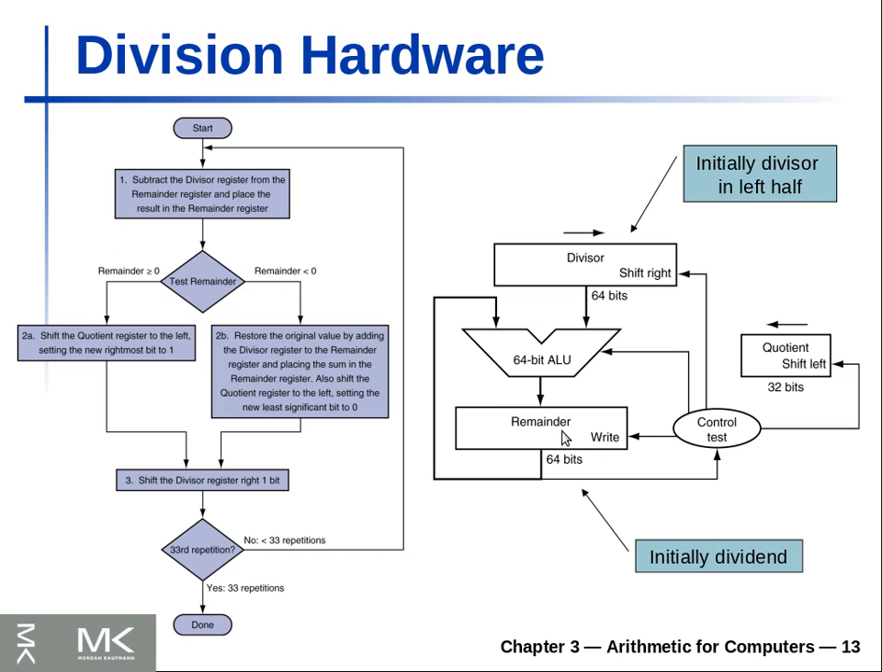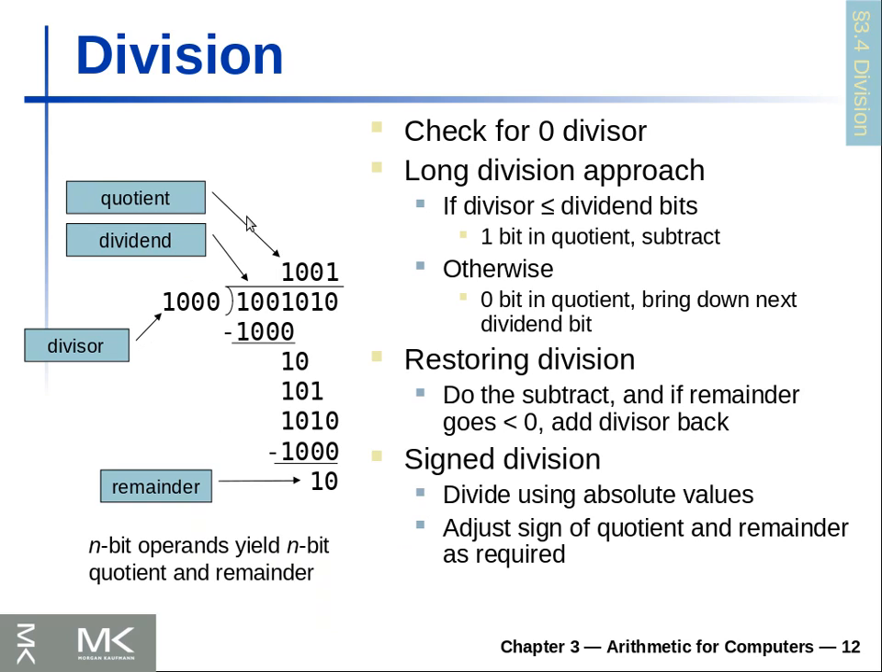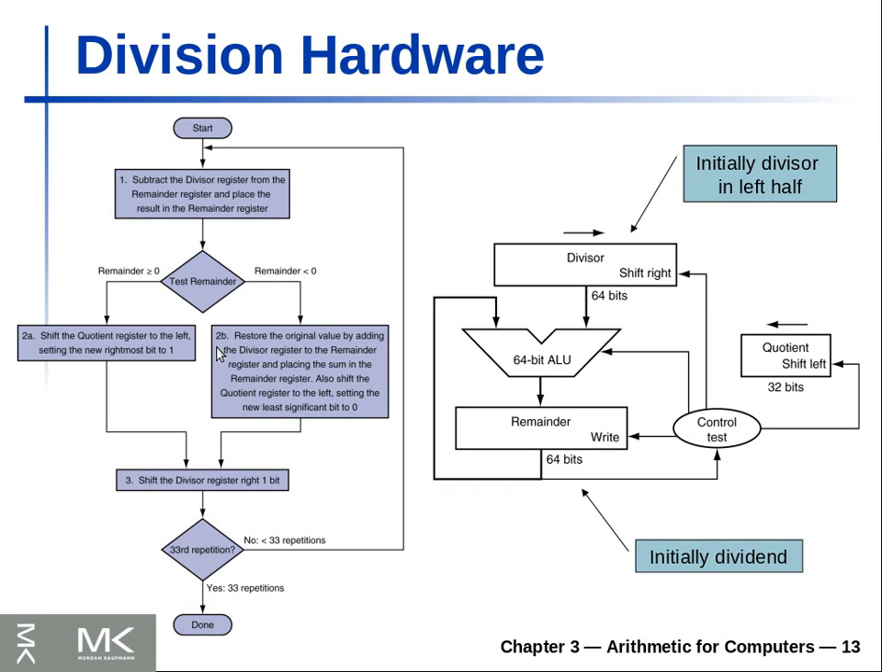So we start off with the dividend right here. Notice that it is what goes to the control test, because you're testing if what you're looking at is big enough to be divided by the divisor. And if it is, then it does the subtraction. Now let's look over here, because this is going to get really complicated. We subtract the divisor register from the remainder register and place the result in the remainder register. Right off the bat, we just do the subtraction. That means that when we're looking at just 1, we're going to do 1 minus 1,000.